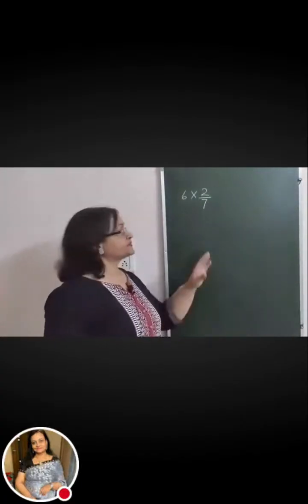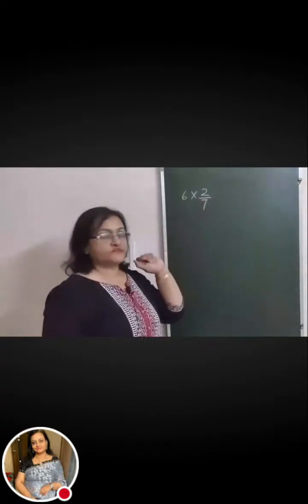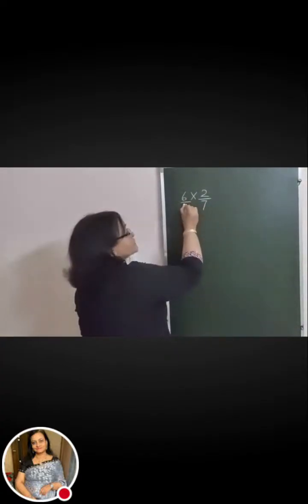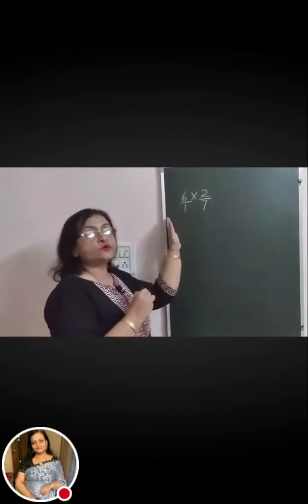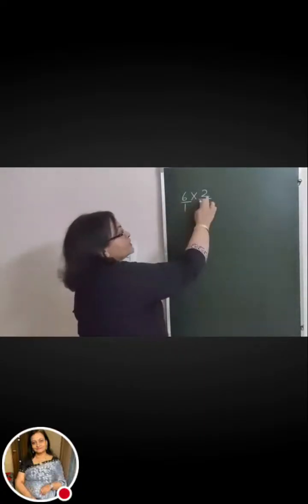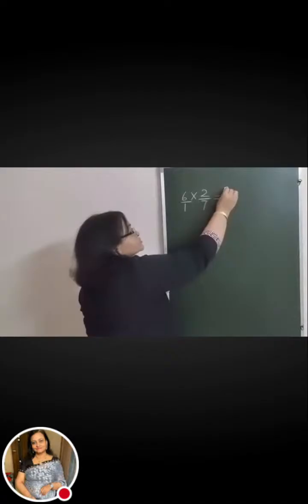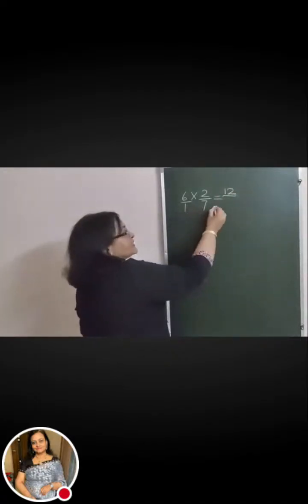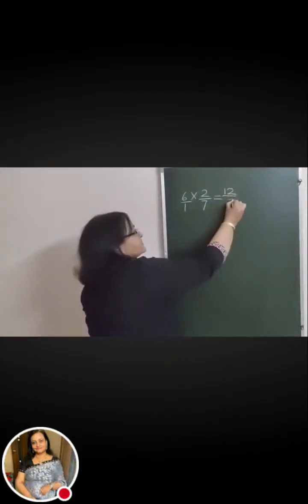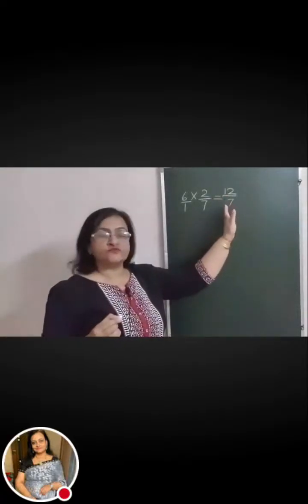Let's take another example. 6 multiplied by 2 by 7. Now first of all, we will write 1 as denominator to bring it into a fractional form and now we will multiply numerator. 6 2s are 12. Now we will multiply denominator. 7 1s are 7. So this way we have got the fraction 12 by 7.